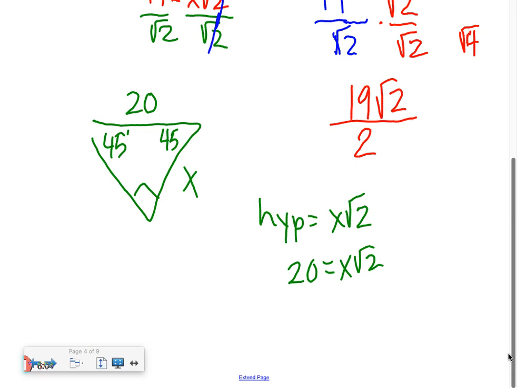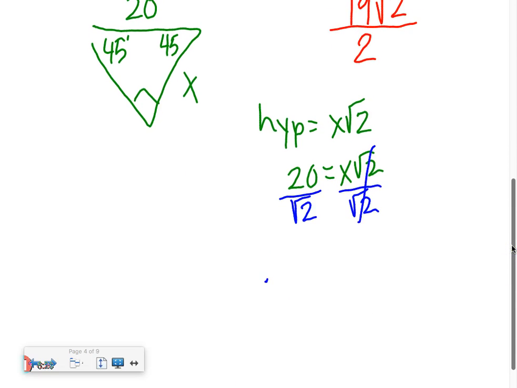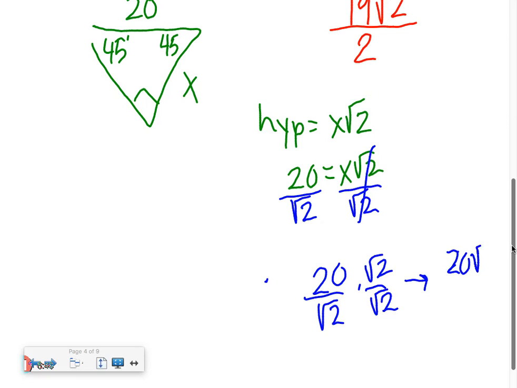How do we get X alone? Divide all by the square root of 2. Yes. So those are going to cancel. But remember, I can't have a square root in the denominator, so what do I multiply by? The square root of 2. So I'm going to get 20 square root of 2 over 2. Can I simplify that one anymore? Yes. What do we get? 10 root 2.